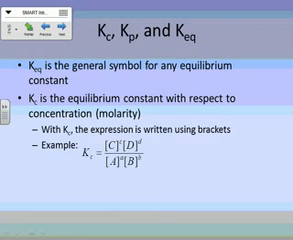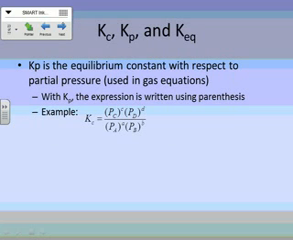Alright, so now let's talk about Kc, Kp, and how they're related to the equilibrium constant. Keq is just the general symbol for an equilibrium constant we're talking about. If we're talking about Kc, that's specifically with respect to the concentration. I referred to this a little while ago, and you write this expression using brackets. Your example here is like the law of mass action thing that we showed earlier. That's specifically written in terms of concentration.